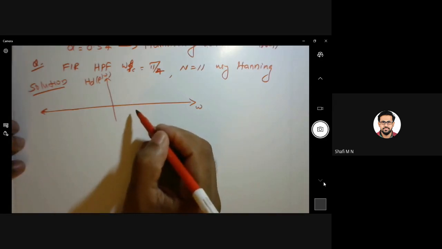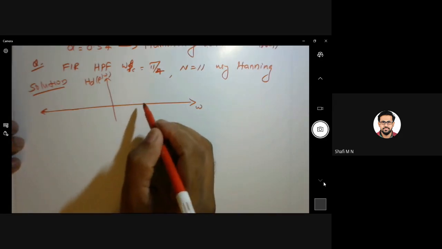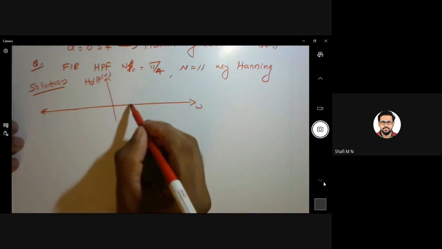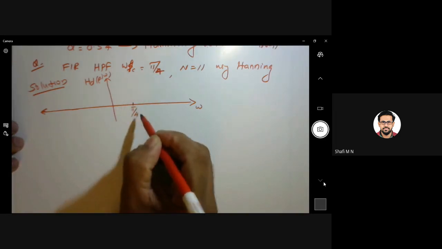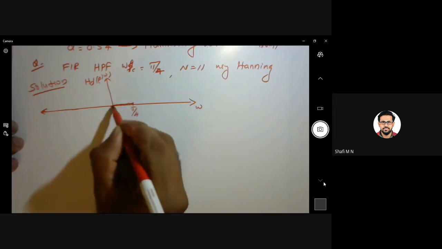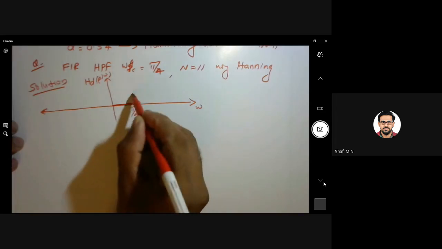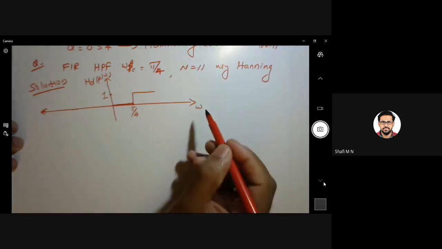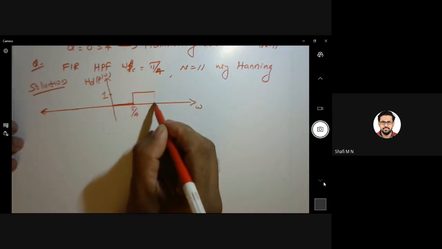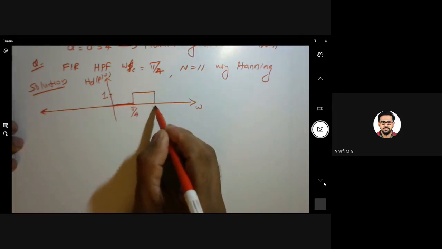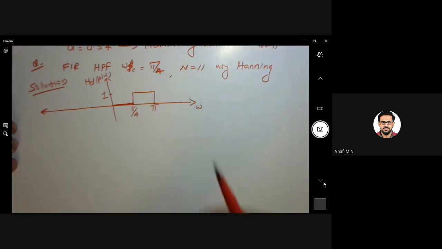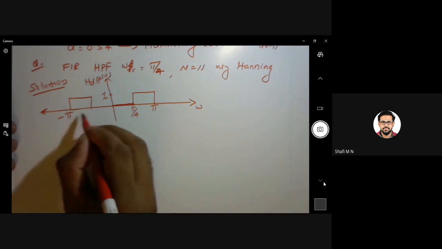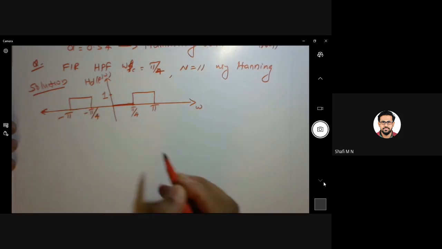Many people were having confusion in the last class to identify or distinguish the filters. It's pi by 4, so the cutoff frequency is pi by 4. High pass means low frequency has to be attenuated and high frequency has to be passed. High frequency passing means gain should be 1. So pass all frequencies up to pi. Pi is the highest frequency. So this is the response. Similarly, we will have the left side also, minus pi and minus pi by 4.